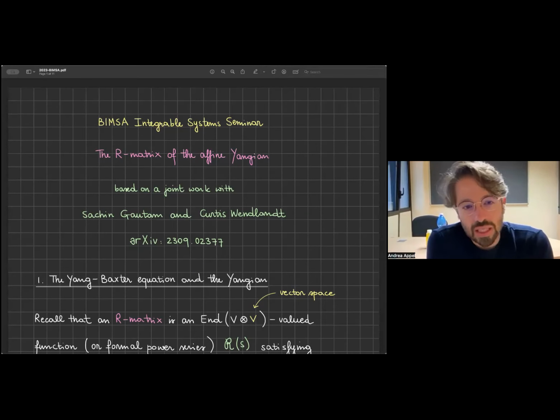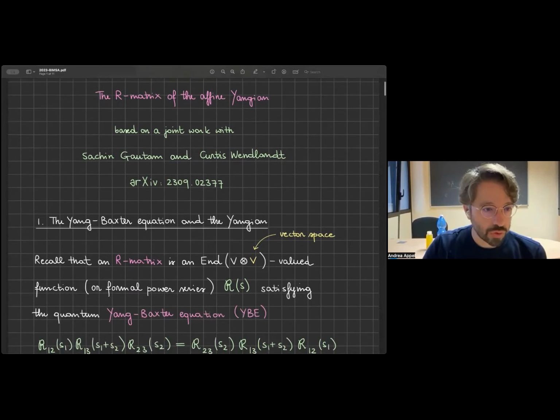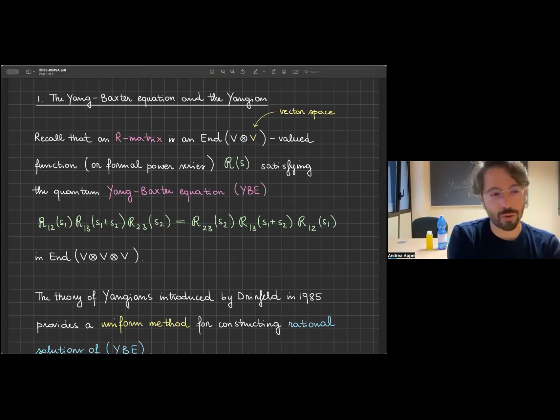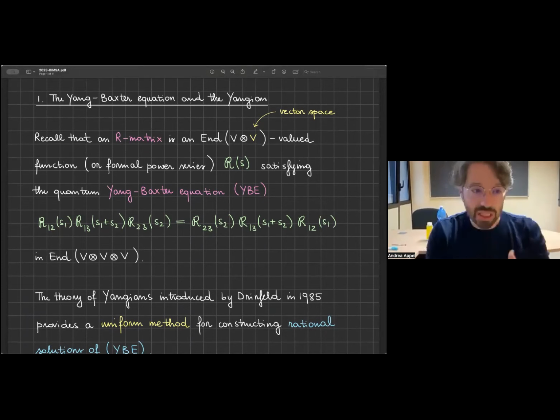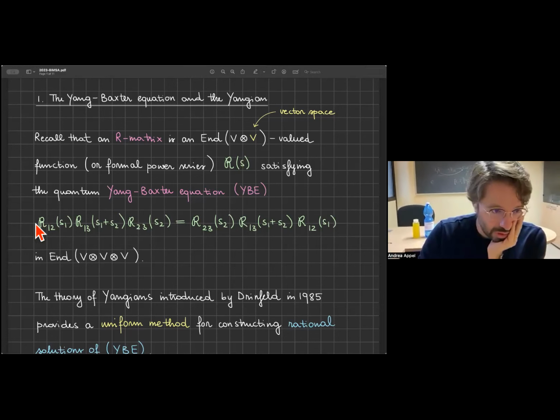Okay, so let me start by briefly recalling what the situation is and essentially what the content of the title is for the standard Yangian, let's say the Yangian of finite type. So what is the construction of the R matrix for the Yangian of finite type? This is the integrable systems seminar, so some of this probably doesn't need to be recalled, but just to be precise, let me say everything. An R matrix is an operator that satisfies the famous Yang-Baxter equation. This is the equation that you see here.